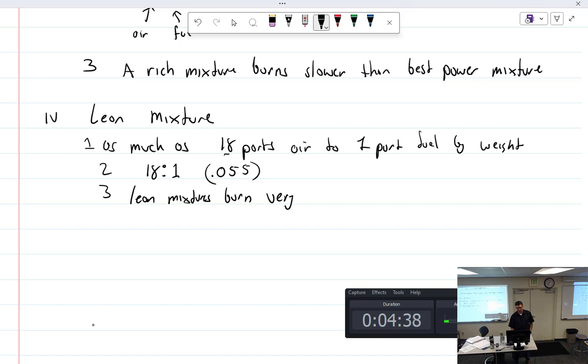All right. So lean mixtures burn very slow. And there's a Q&A that has to do with this, so I think it's stupid, so I brought it up. There's a Q&A question that says, excessively lean mixtures can... wait a minute. I don't have the question. I just think I have the answer. I wish I wrote the question. It has something to do with which mixture can cause a backfire?